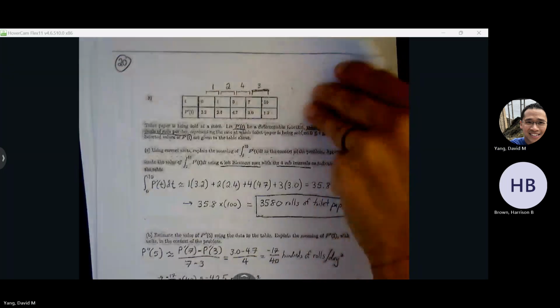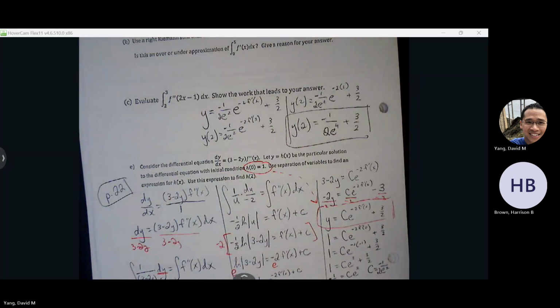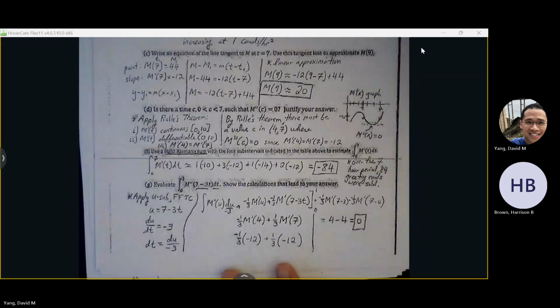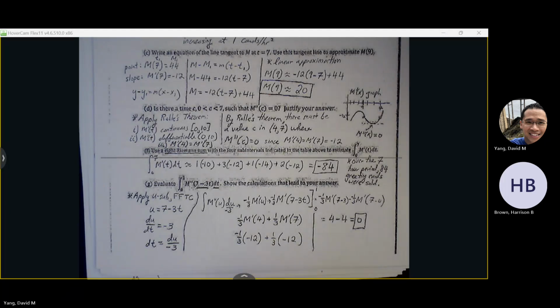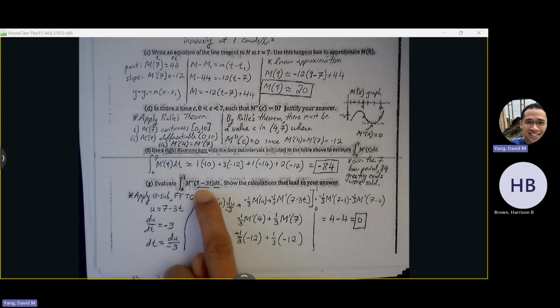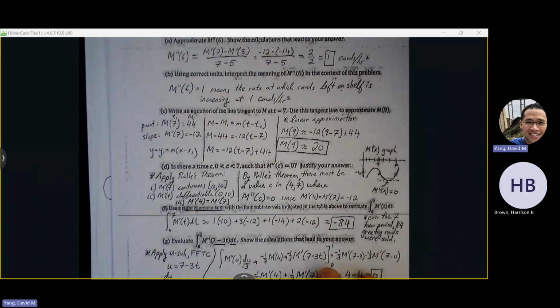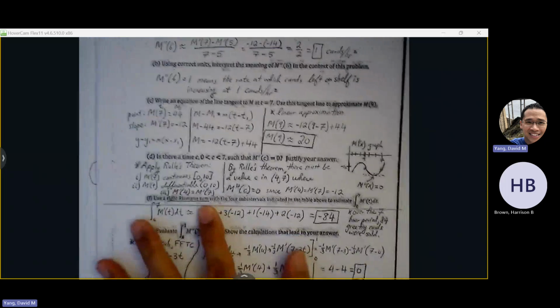Do D on page 18. Okay, so evaluate m double prime of 7 minus 3t. Oh, D, let's see. Okay, this one here.